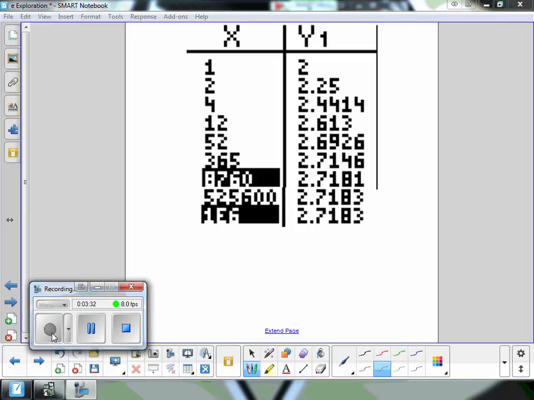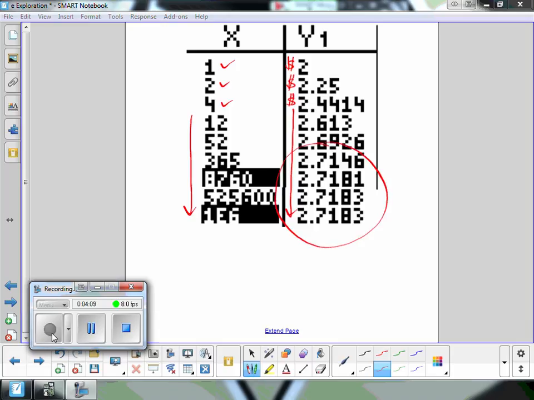I copied those values into this page in the Smart Notebook, and you can see here that if you only compound the money once per year, you would end up with $2 at the end of that year. After 2 times per year for 1 year, you would end up with $2.25. If you compounded the money 4 times within 1 year, you would end up with $2.44. So as you can see, when you increase the number of compounding periods in a year, your total amount of money does rise. However, I want you to notice what happens toward the bottom of this chart.